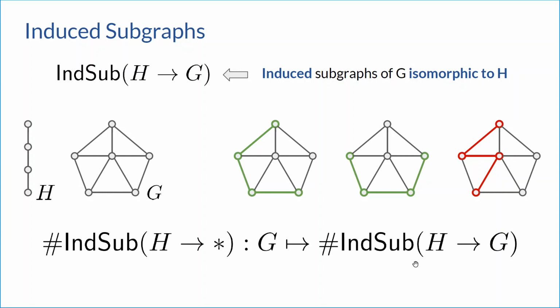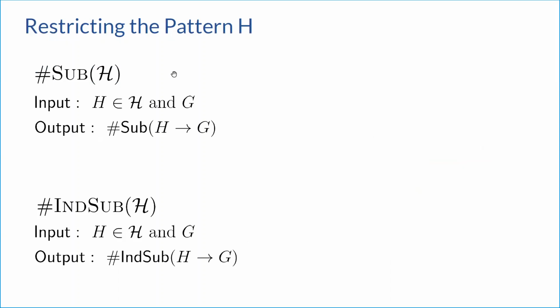We are interested in the complexity of evaluating those functions. So given H and G, compute the number of subgraphs or induced subgraphs of G that are isomorphic to H. In the unrestricted setting, those problems are hard because, for example, both encode the k-clique counting problem. So for this reason, we can restrict the pattern graph H, and we usually do so by restricting the class of allowed patterns.